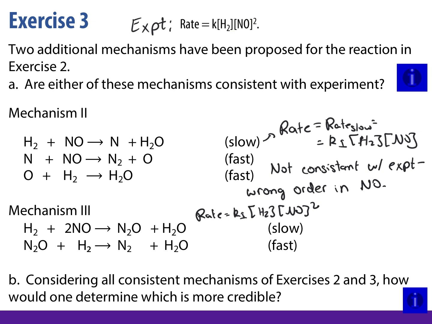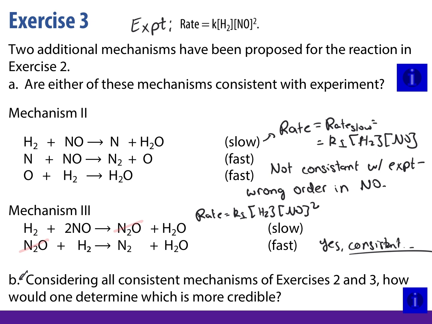The next part, we should check that everything adds up correctly. So if we look, N2O cancels, and no other intermediates. When I cancel my N2O, I can see that my overall reaction is 2H2 plus 2NO goes to N2 plus 2H2O, which is the correct overall reaction. So yes, it would be sort of a plausible mechanism. It is consistent with experiment. When we look at it further in part B here, well, which one is going to be the most credible?